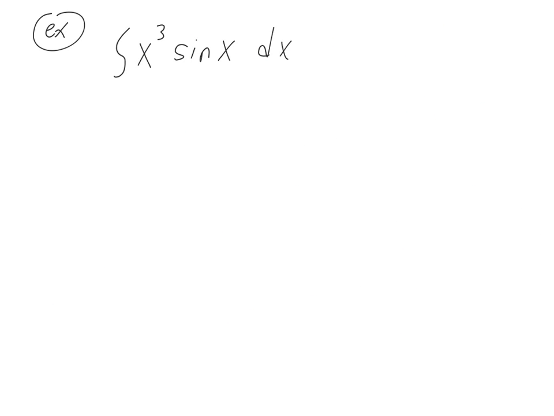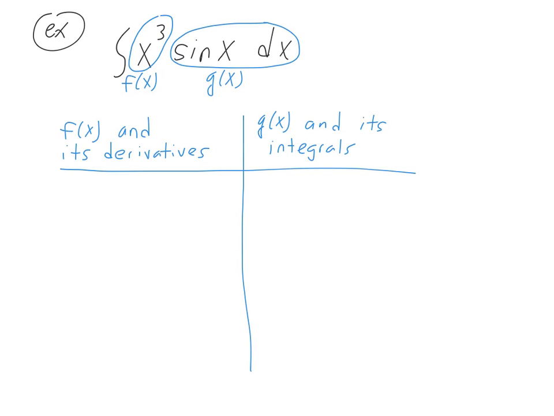Okay, let's do one more example. So again, if we were to try to attack this using integration by parts, it would take a very long time. If we look at this and break it up into 2 parts here, we see we have an x to the third, and if we were to take a whole bunch of derivatives, we would eventually get to 0. So this is ideal for tabular integration. So let's make our table. Let's first start with f of x and its derivatives. So we have x cubed, which then becomes 3x squared, which then becomes 6x, followed by 6, and then 0.